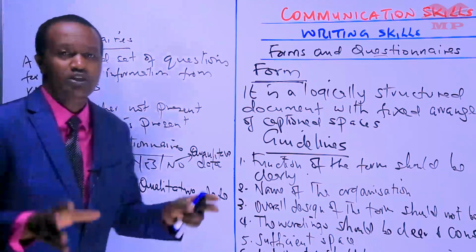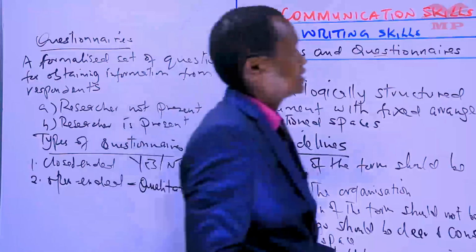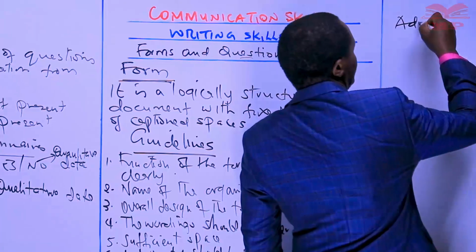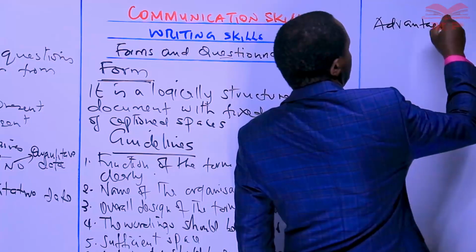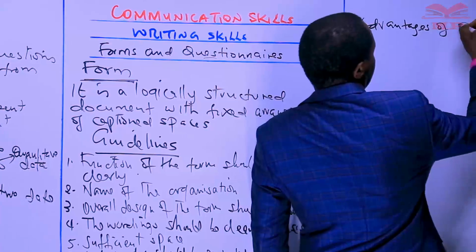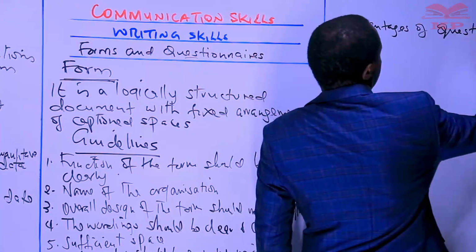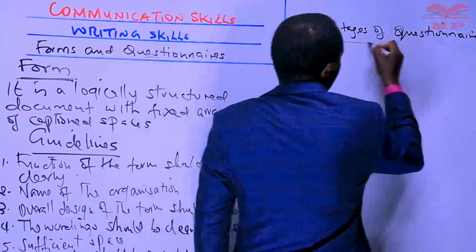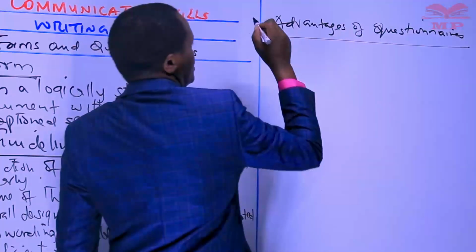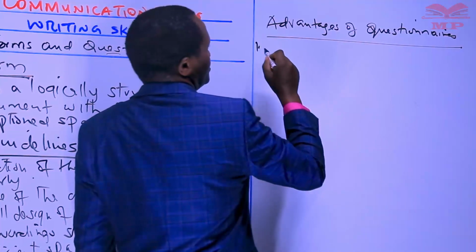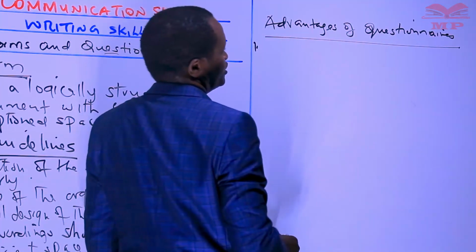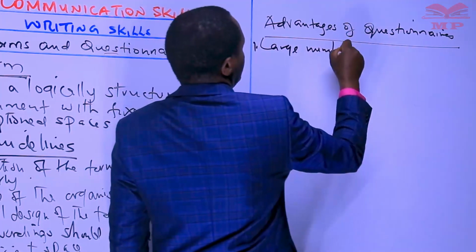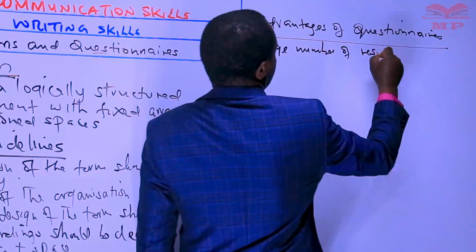Now, having understood what questionnaires are, we are going to outline the advantages. What are the advantages of using questionnaires to obtain information from respondents? The first advantage is that the researcher is able to obtain information from a large number of respondents.